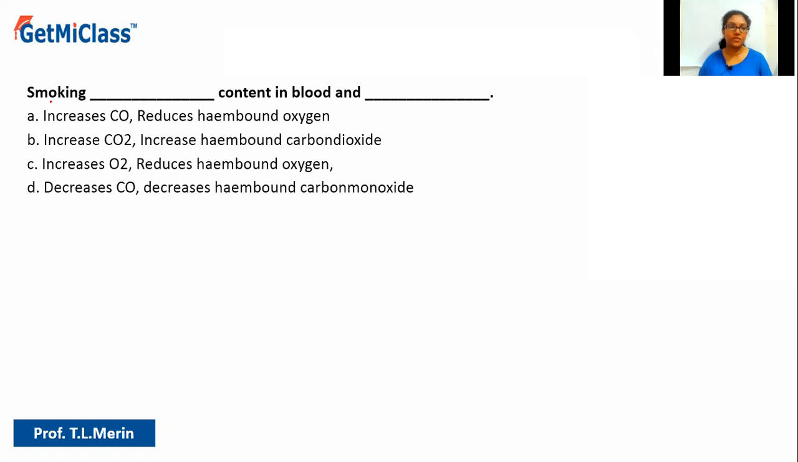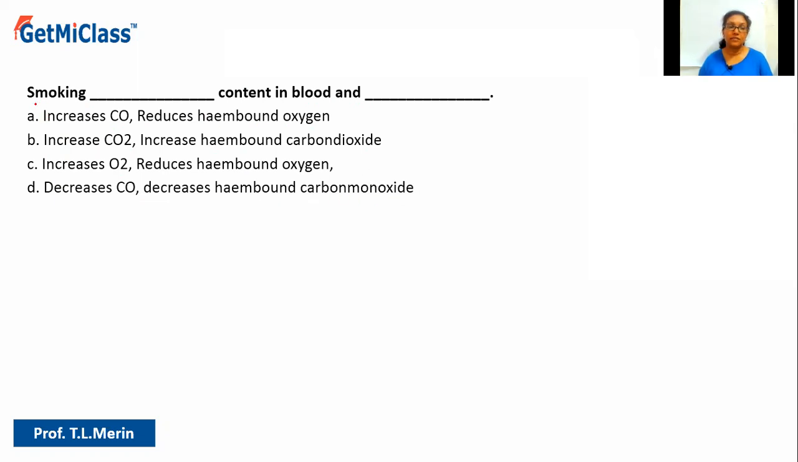So let's solve this question. It says smoking dash content in blood and dash. Option A: increases CO, reduces heme-bound oxygen. Option B: increases CO2, increases heme-bound oxygen. Option C: increases oxygen, reduces heme-bound oxygen. Option D: decreases CO, decreases heme-bound carbon monoxide.